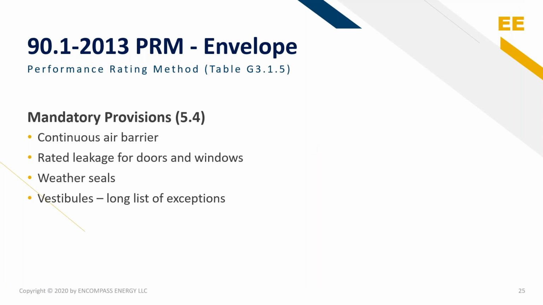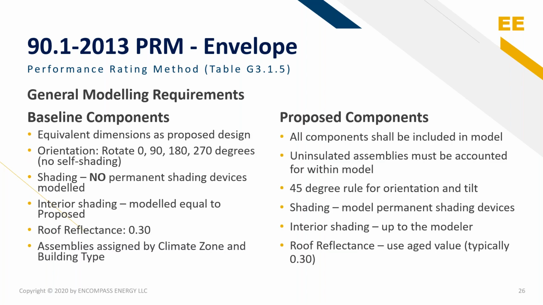So what does this look like from an envelope point of view? There are 4 mandatory provisions: air barriers, rated leakage for your systems, which, if you're outside of the US or Europe, getting rated fenestration is tough, so it's hard to show compliance, and weather seals and vestibules, which we won't go through in much detail. If you're doing performance rating, there are some general modeling requirements. You have to have equivalent dimensions and equivalent geometries, as noted.